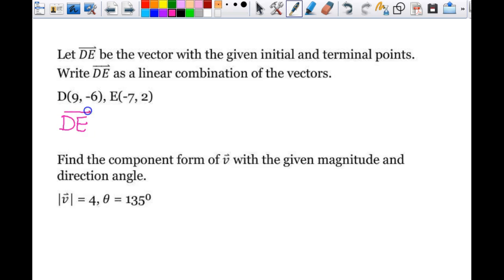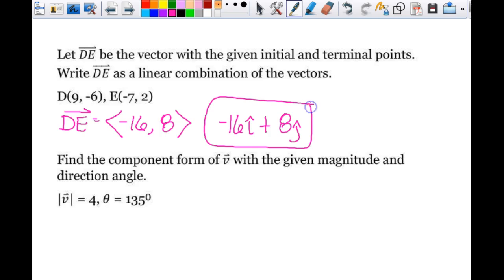So vector DE in component form would be -7 minus 9. What does that give me? -16. And then 2 minus a -6 gives me 8. So that's my component form. That's not my answer, but I use that to get my i hat, j hat. You with me on that? So that means what that's going to give me is -16 i hat, then plus 8 times j hat, or 8j hat. This is your linear combination.